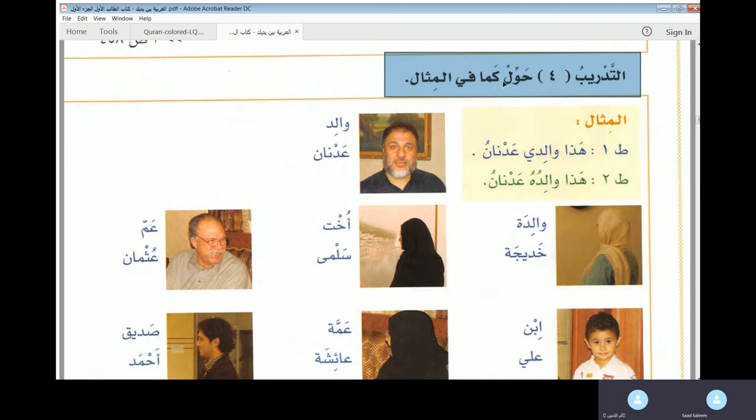At-tadribu rabi. How will kama fil misal? Change like we did in the example. What does the first word mean? How will mean change. So he means my, who means his. Okay.